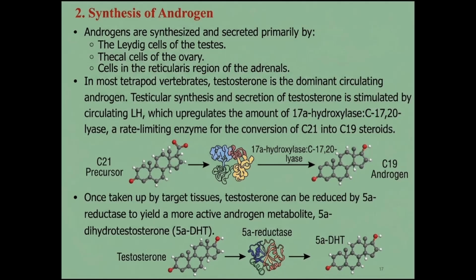Testicular synthesis and secretion of testosterone is stimulated by circulating LH, which upregulates the amount of 17-alpha hydroxylase, that is the carbon 17 carbon 20 lyase enzyme, a rate-limiting enzyme for conversion of carbon 21 into carbon 19 steroids. Once taken up by target tissues, testosterone can be reduced by 5-alpha reductase to yield a more active androgen metabolite, 5-alpha dihydrotestosterone, generally represented as 5-alpha-DHT.